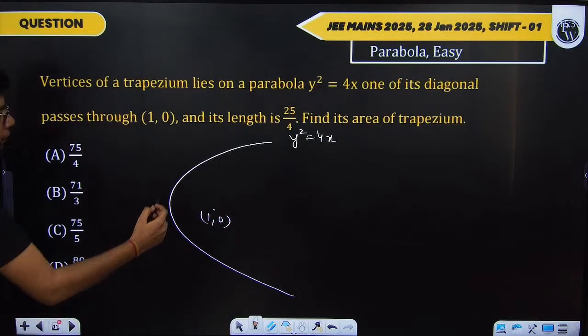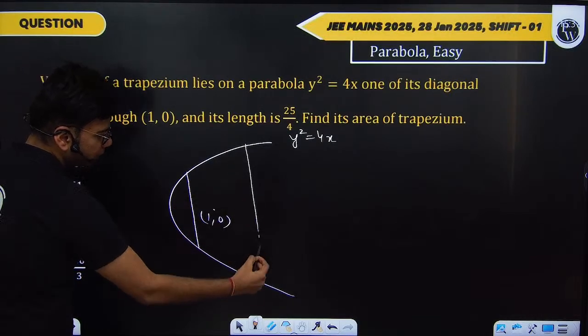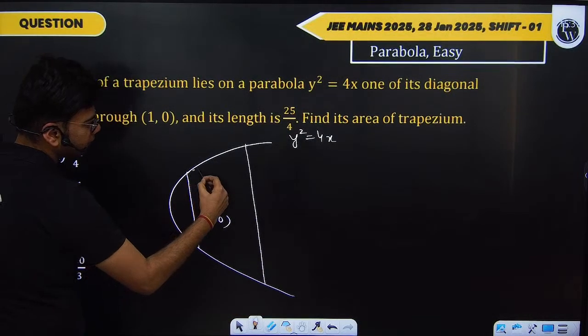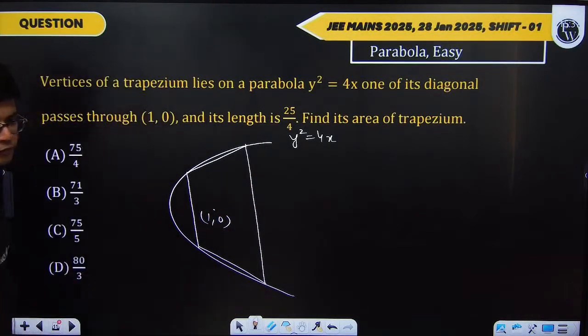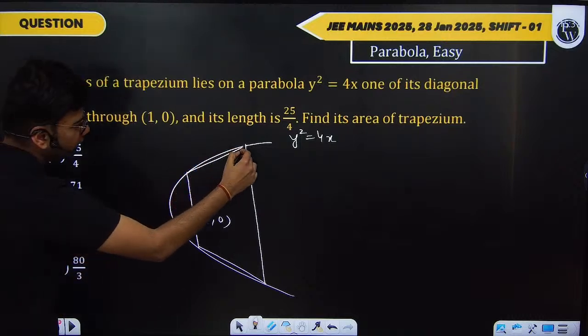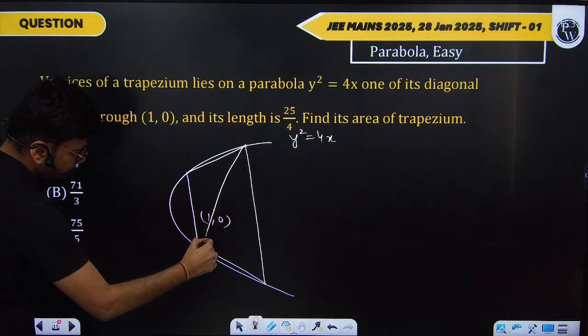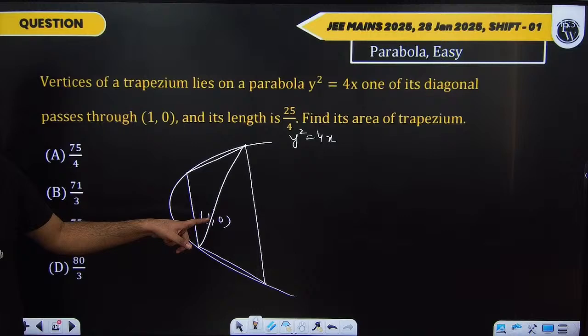Now, there is a trapezium. Obviously, two sides of a trapezium will be parallel. The trapezium will look something like this. You have to find the area of this trapezium. It is also given that one of its diagonals passes through (1, 0). That means this diagonal is nothing but a focal chord of the parabola, since it is passing through the focus.